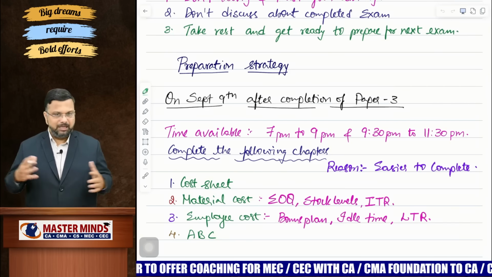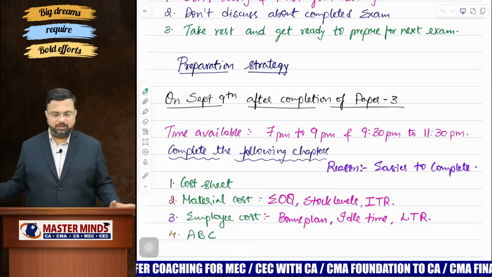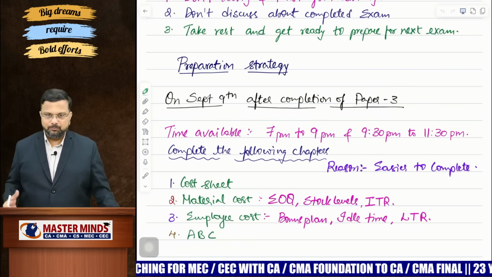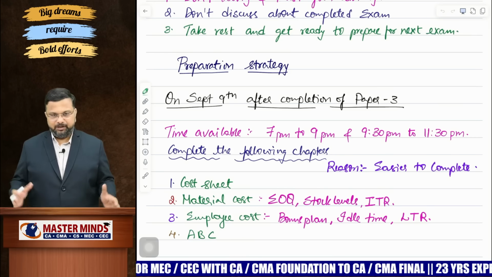So the time available is 7 p.m. to 9 p.m. Have your dinner, then 9:30 to 11:30. If you want to spend more, you can. It's up to you. But this is what I have taken when it comes to planning.